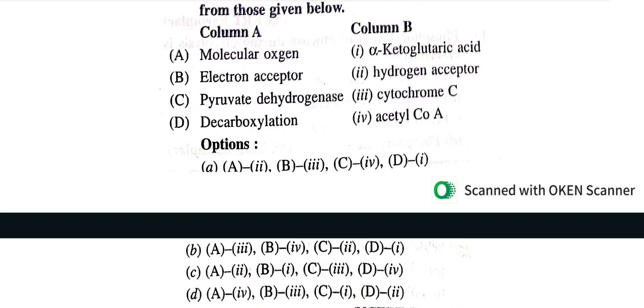Then option C, A2, molecular oxygen, hydrogen acceptor. Yes, it is a correct statement. So A is 2 and D is 1. So where A is 2 and D is 1, it is only option A. So by this elimination method you can solve many questions of your examinations. Okay.